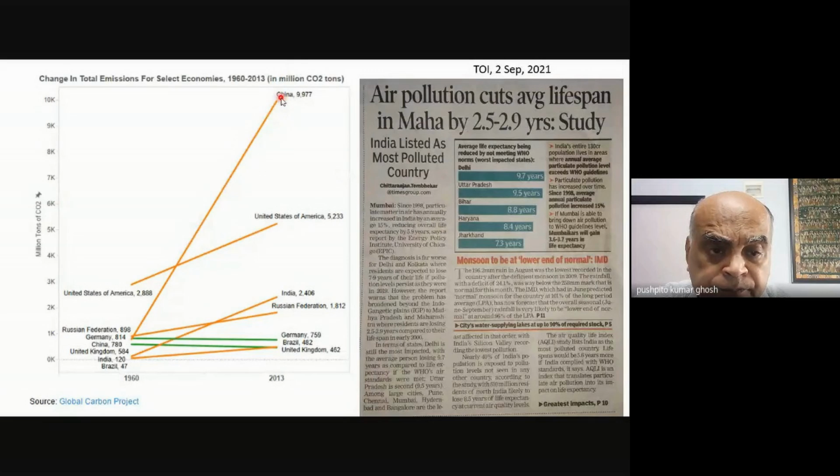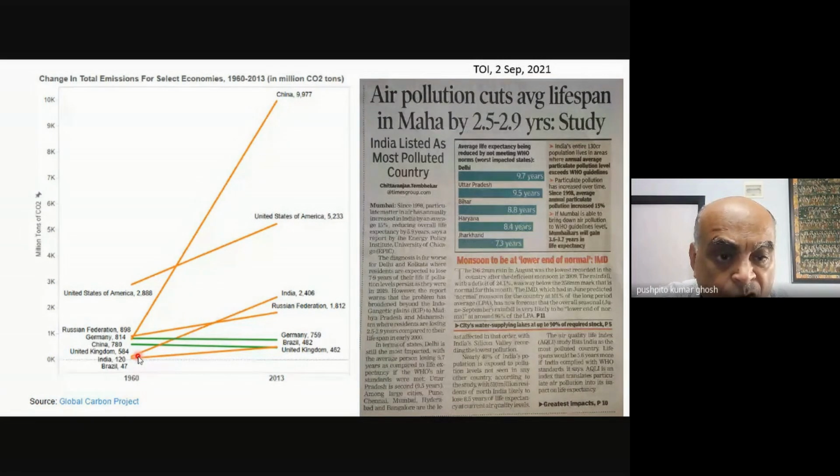Look at China. Where was China? 780 million tons, which means 0.78 billion tons. And China in 2013 was 10 billion tons. You can imagine what is going on. We are talking about a figure which is 12 to 13 times the amount that they have increased their emission of carbon dioxide.